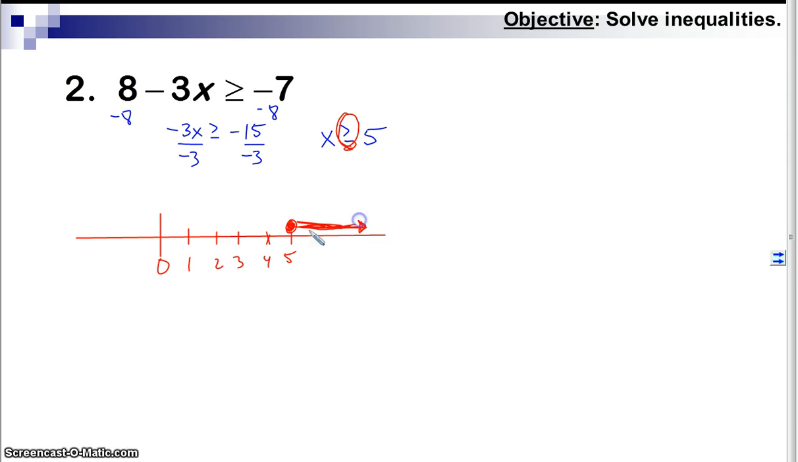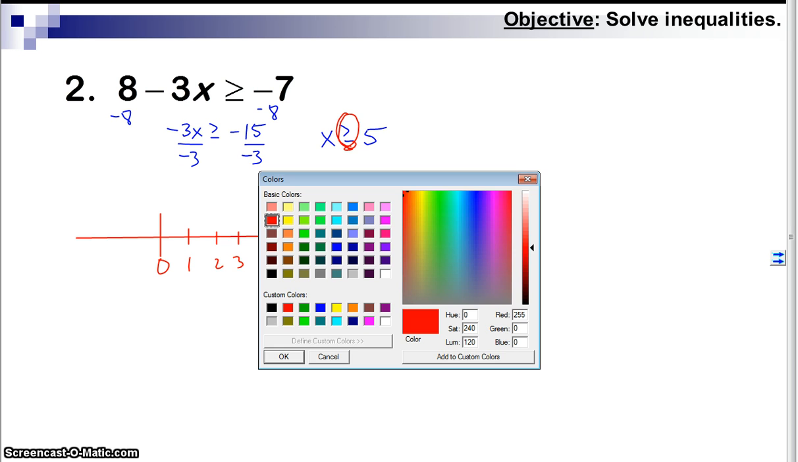Now, I did forget to mention on the last example how to write it in set notation. So let me show you set notation. Sorry about that.